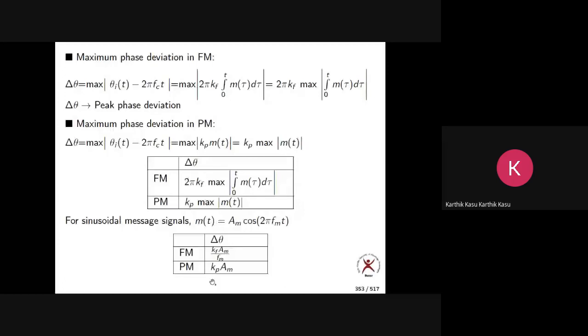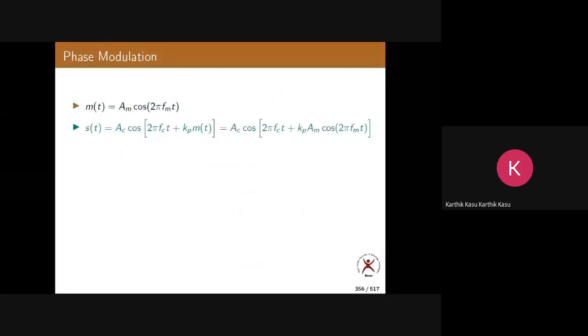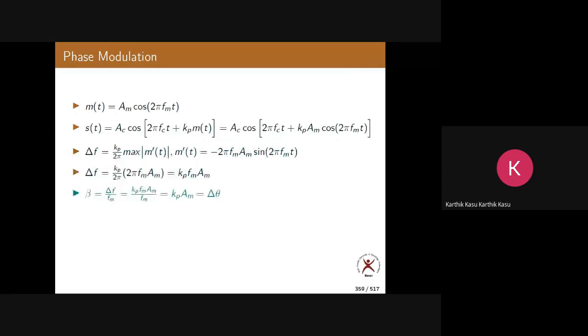Okay. So in case of FM, what is delta theta? kf Am by fm. In PM, it is kp Am. So what is kf? Frequency sensitivity. What is kp? Phase sensitivity. What is ka? It was amplitude sensitivity. Okay. So we have three sensitivities as far as modulation schemes are concerned. Now, these are simple calculations.